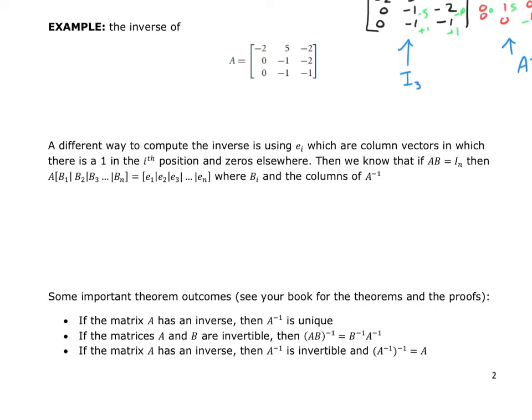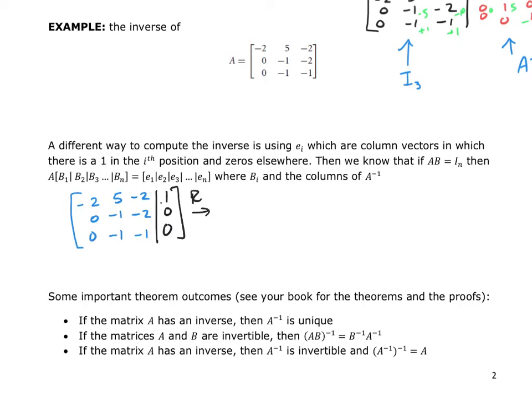So we start out with the same matrix, the A matrix. We take negative 2, 0, 0, 5, negative 1, negative 1, negative 2, negative 2, and then negative 1. I'm going to augment on my E vector, in which my first position is a 1 and everything else is 0.